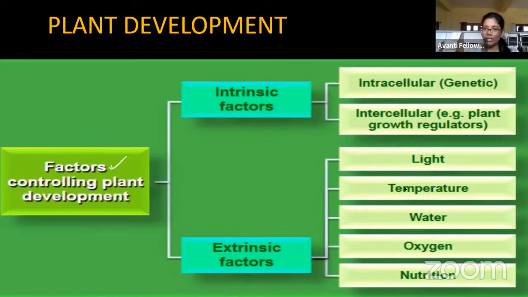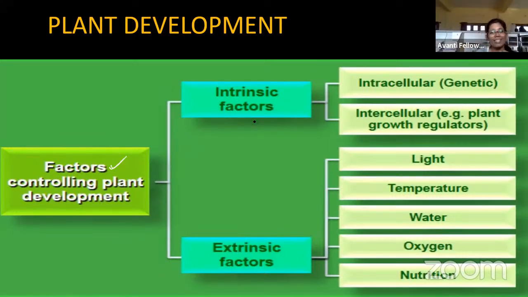Already we have studied the external factors, which are light, temperature, oxygen, water, and the nutrients. These are all from the outside, which the plant is going to get, and which will be helpful for growth.